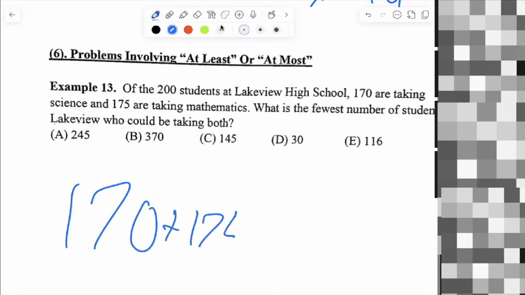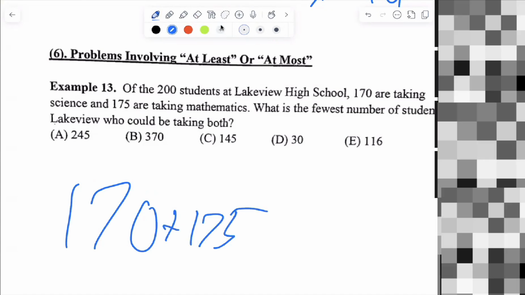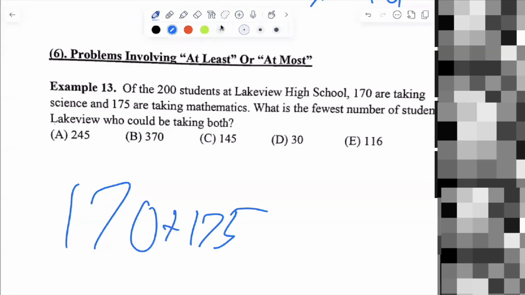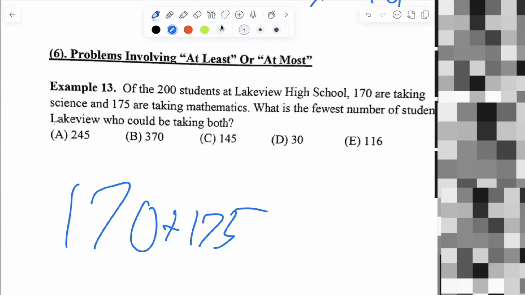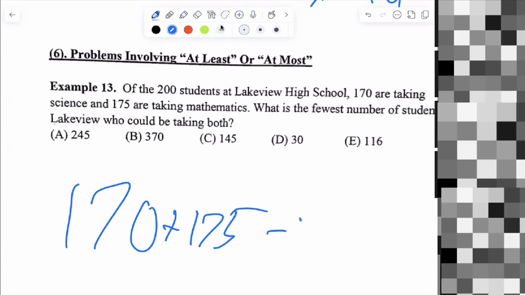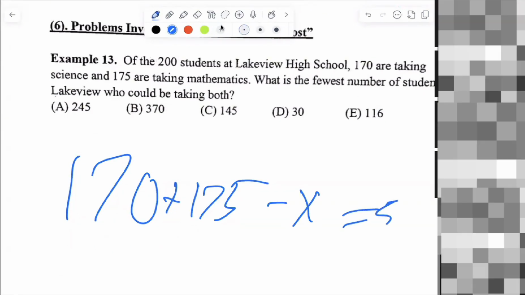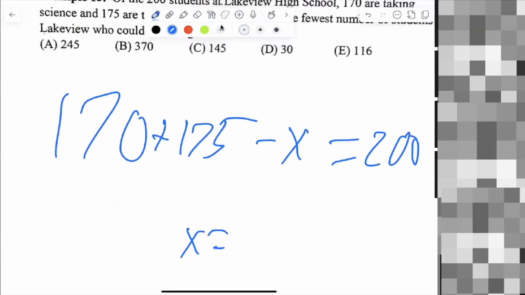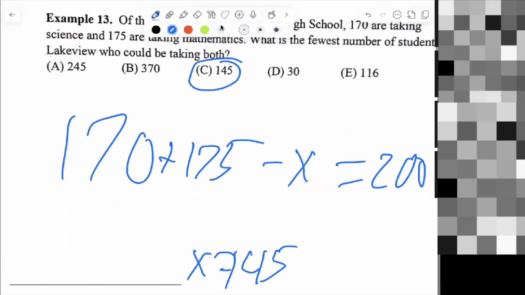So first off, all the students are going to take either mathematics or science. That's going to minimize how many are taking both. Alright, so we have to do 170 plus 175 minus x must be equal to 200. Solving gives us x equals 145. So the answer is C.